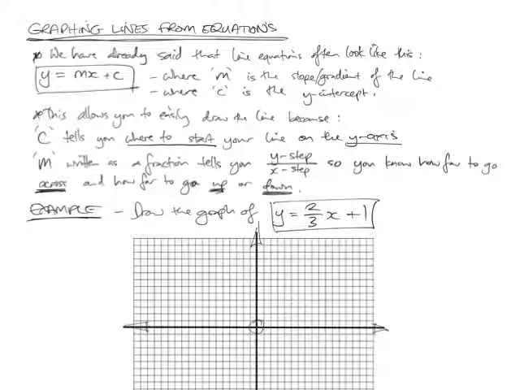m is the slope of the line. So if you write it as a fraction, it tells you the y step over the x step. So you know how far to go across on the line and how far to go up or down on the line, depending if it's positive or negative.